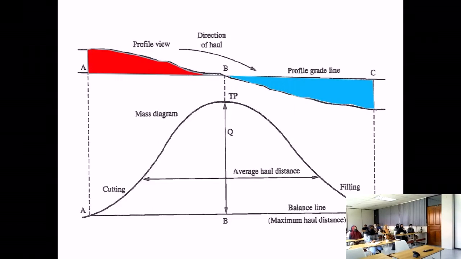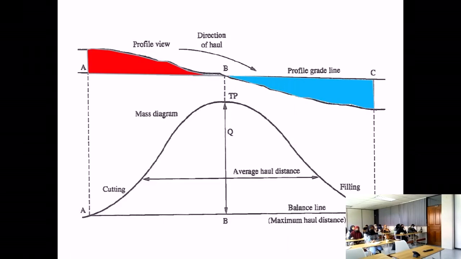So this is the mass diagram, mass haul diagram. So when you start cutting from point A, you start your volume from zero, right? Earlier we started from zero. And you start accumulating your volume. Okay, a lot. Once you reach point B, now you need to fill. So you are using the soil that you have cut. Then the amount of soil in your mass haul diagram will be less and less until finished, none. If you take from here, bring it all the way to C, finished. It's balanced, right.